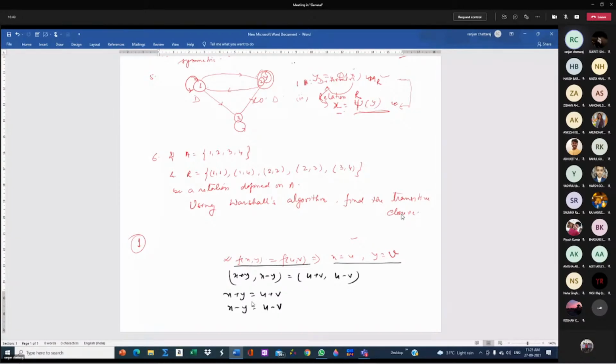Okay, now solve it. If you solve these two, what will you get? The y terms cancel out, you will get 2x equal to 2u, and this implies x is equal to u. And next, if you subtract this one, minus becomes plus, so you will get 2y.